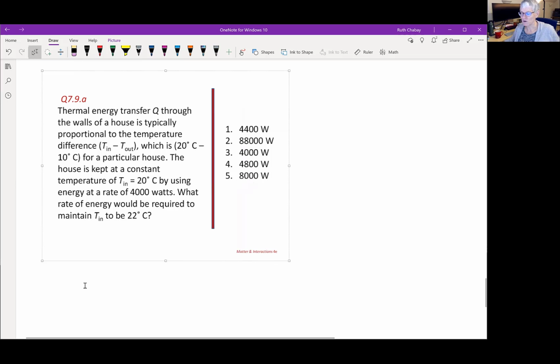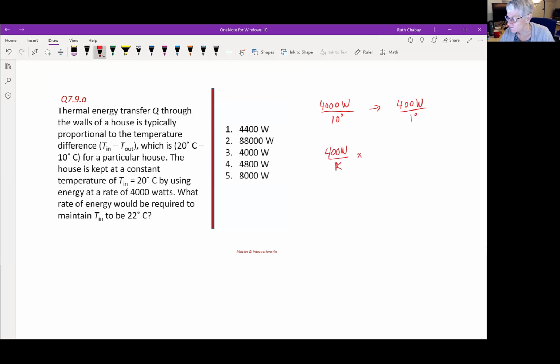What would your power usage be? What would your rate of energy use be required to maintain it at 22 Celsius, which is warmer? So think about this for a minute. Basically the idea is that if it takes 4,000 watts for a 10-degree difference, that means it's basically 400 watts per degree. And so if we have 400 watts per degree Kelvin or per degree Celsius times 12 degrees, we would actually need 4,800 watts.